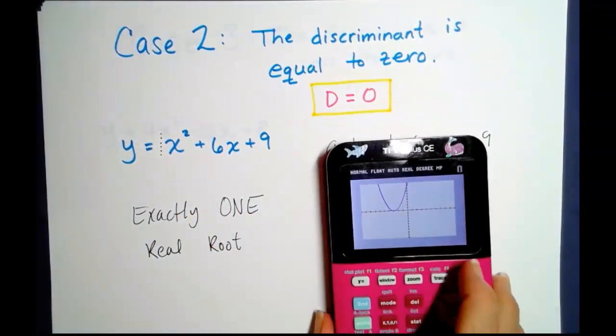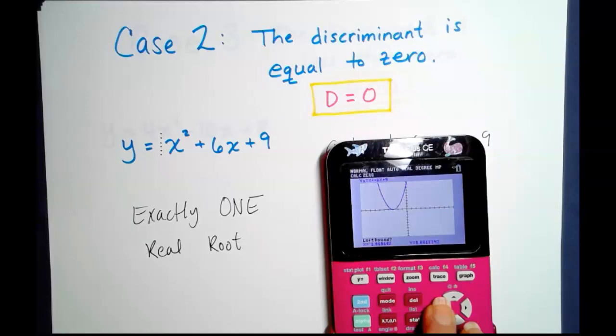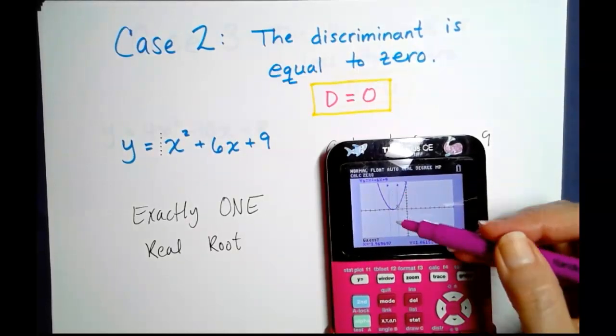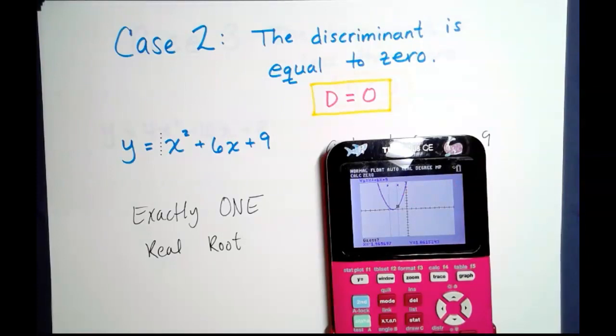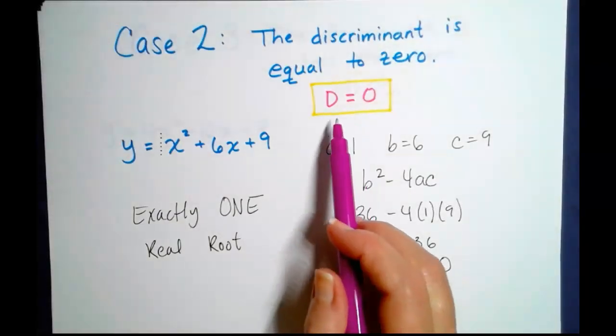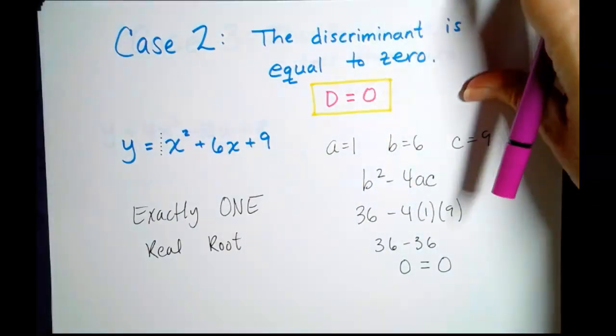And let's calculate what that root is. Let's calculate the 0 here. And let's get to the left of it, and we'll get to the right of it, which basically is allowing the calculator only to look in that one slice of the domain. And it's asking us to make a guess. Yes, please do. My 0 is at negative 3. So when the discriminant is equal to 0, we have exactly one real root.